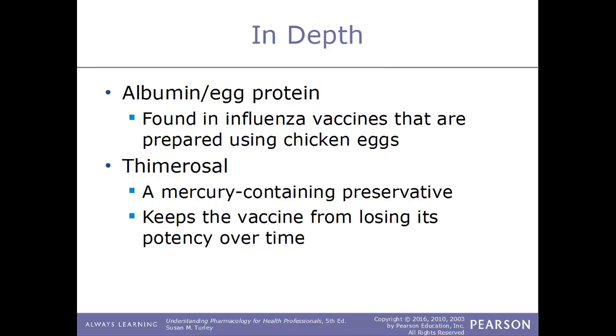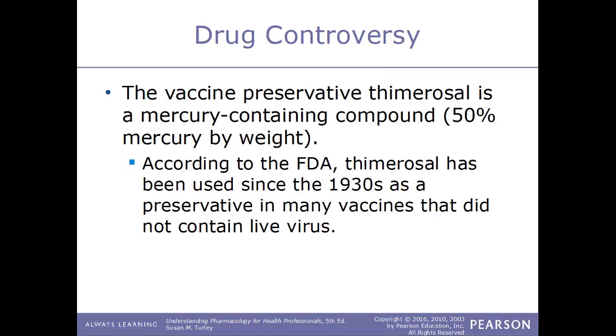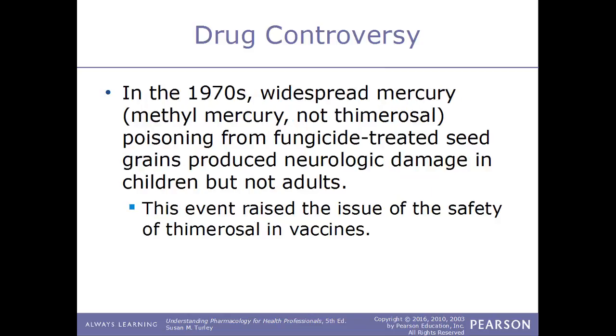Another component is thimerosal, which is a mercury-containing preservative. Now, this keeps the vaccine from losing its potency over time. This preservative, thimerosal, is a mercury-containing compound, and it's 50% mercury by weight. According to the FDA, it has been used since the 1930s as a preservative in many vaccines that did not contain live viruses. In the 1970s, widespread mercury poisoning from fungicide-treated seed grains produced neurologic damage in children but not adults. And this mercury poisoning was from methylmercury, not thimerosal. It's this event that raised the issue of safety of thimerosal in vaccines.